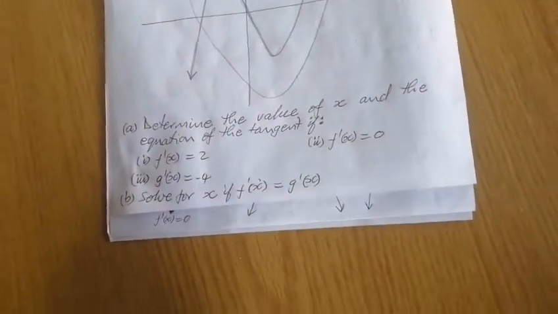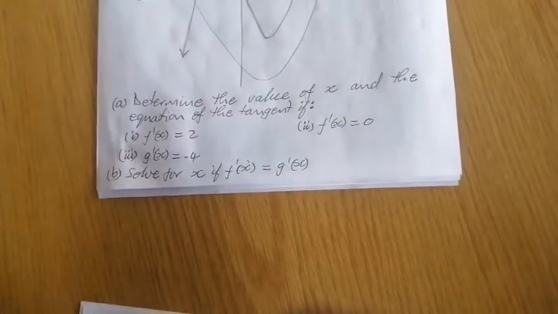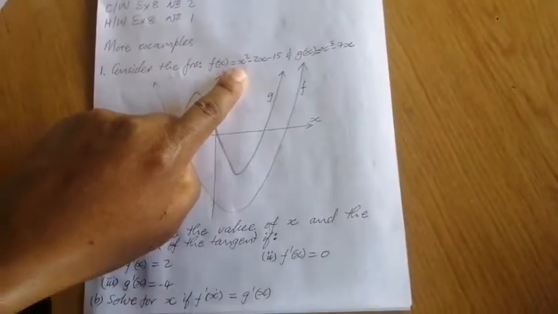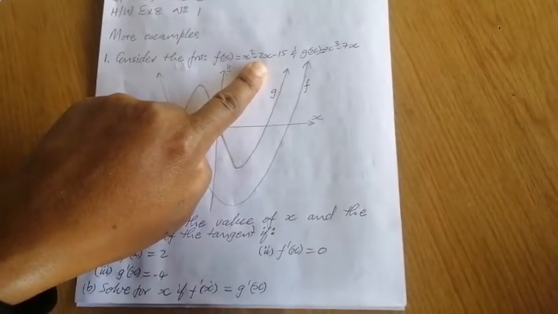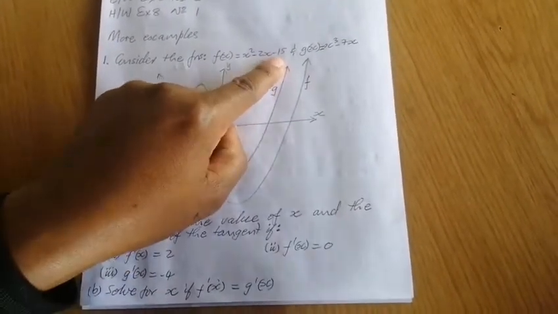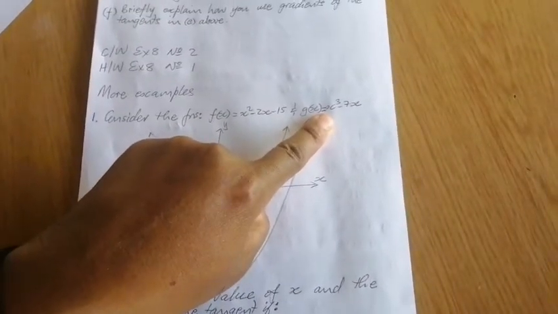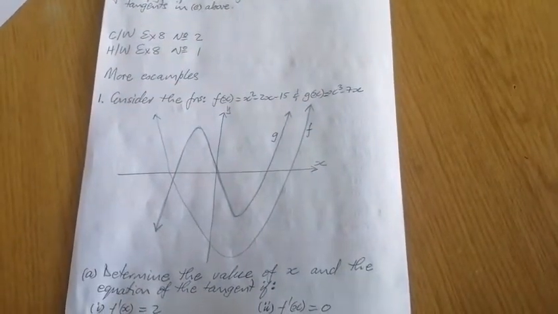Then part B. Part B is saying solve for x if f dash of x is equal to g dash of x. We go back to, okay, we can differentiate. Let's not waste our time going behind. Let's differentiate x squared. What do we get? 2x. Differentiate -2x, we get -2. Differentiate -15, we get 0, is equal to, differentiate x cubed, we get 3x squared. Differentiate -7x, we get -7.